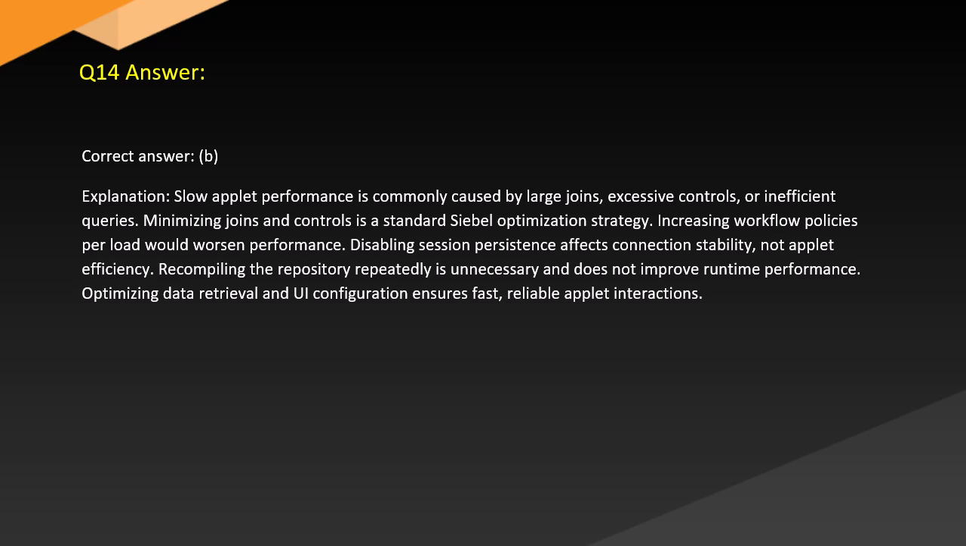Slow applet performance is commonly caused by large joins, excessive controls, or inefficient queries. Minimizing joins and controls is a standard Siebel optimization strategy. Increasing workflow policies per load would worsen performance. Disabling session persistence affects connection stability, not applet efficiency. Recompiling the repository repeatedly is unnecessary and does not improve runtime performance. Optimizing data retrieval and UI configuration ensures fast, reliable applet interactions.